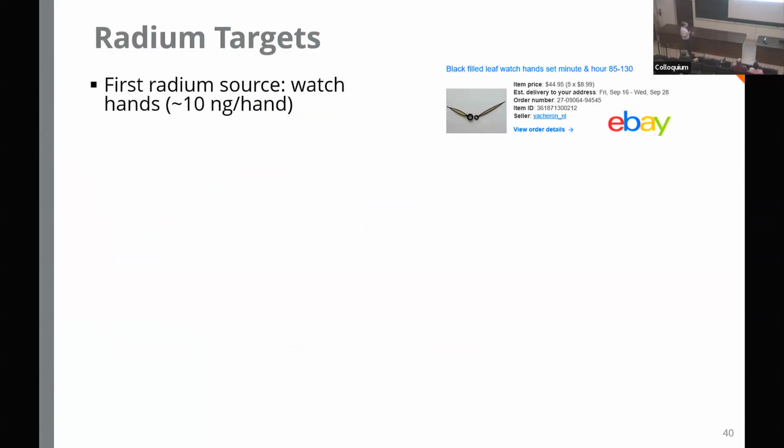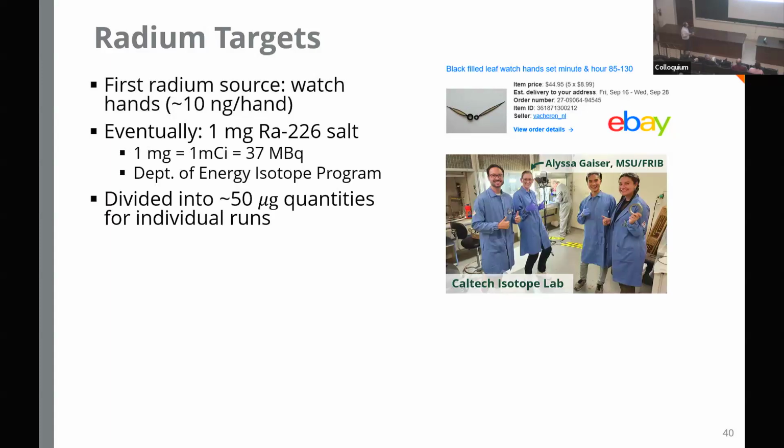Our first source of radium was watch hands, those old hand-painted radium-containing watch hands, which you can buy on eBay. This actually worked. The watch hand to watch hand variations are sort of significant, but generally there's not a lot of radium in these, but it was enough to see something. A more science-y approach that we ended up settling on after showing we could do some basic things was we procured 1 milligram of radium salt from the Department of Energy.